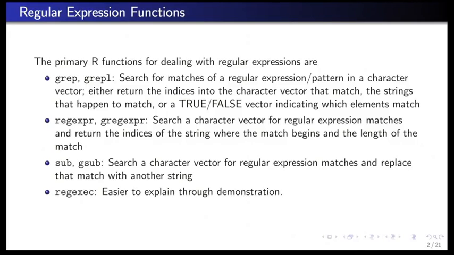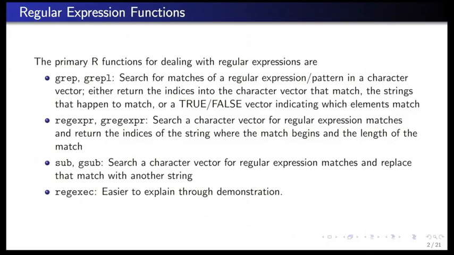So grep basically, you give it a character vector, so it's a vector full of strings, and it will search those strings for a regular expression, a pattern. And if that pattern is matched in a string, it will give you the index of that string in the character vector. So if the first string matches the regular expression, the grep function will return 1, right? Because it's the index of the first string. And if the second string matches, grep will return 2. And if the 10th string matches, it'll return 10. So it'll give you the indices into the character vector where all of the patterns match.